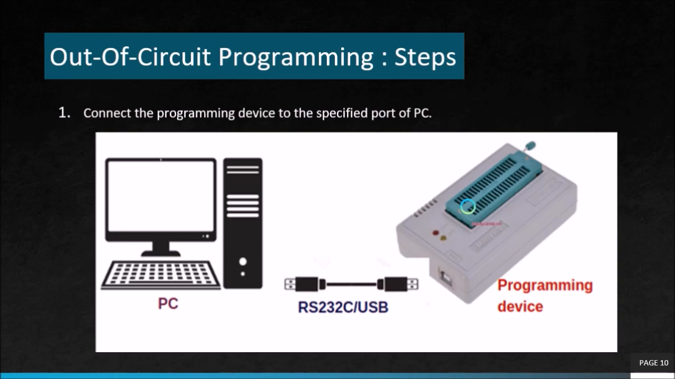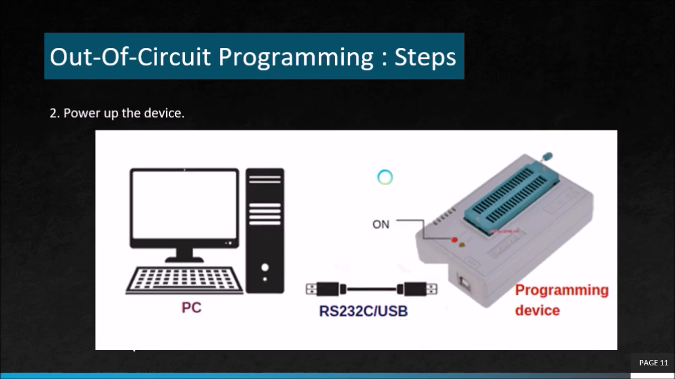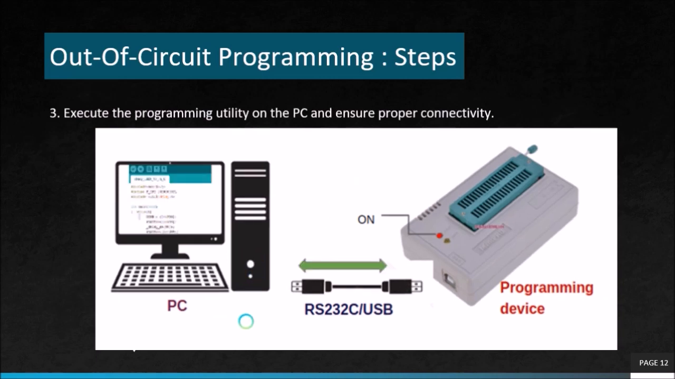Here we discuss the steps of out-of-circuit programming. The first step is to connect your personal computer, PC, with the programming device using a common USB cable. Power up the device. Execute the programming utility on the PC and ensure proper connectivity is established between the PC and the programmer. In case of error, turn off the device power and try connecting it again.